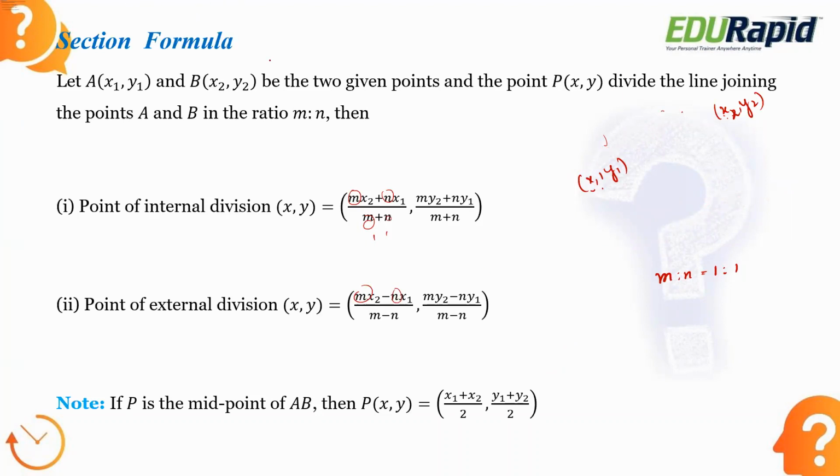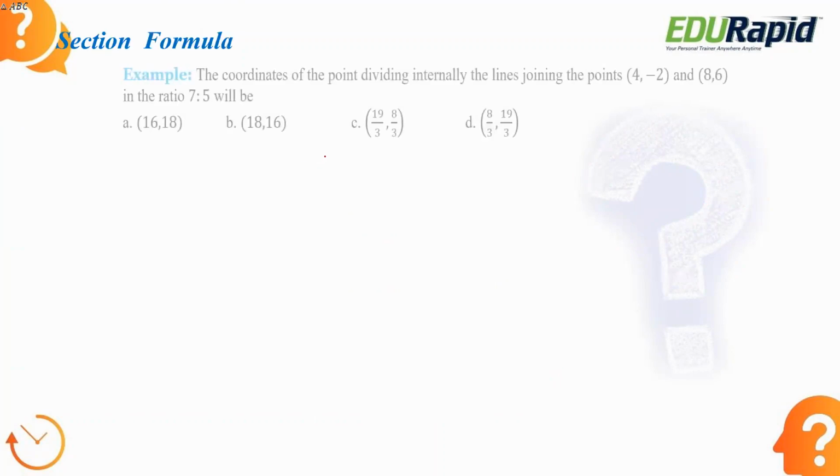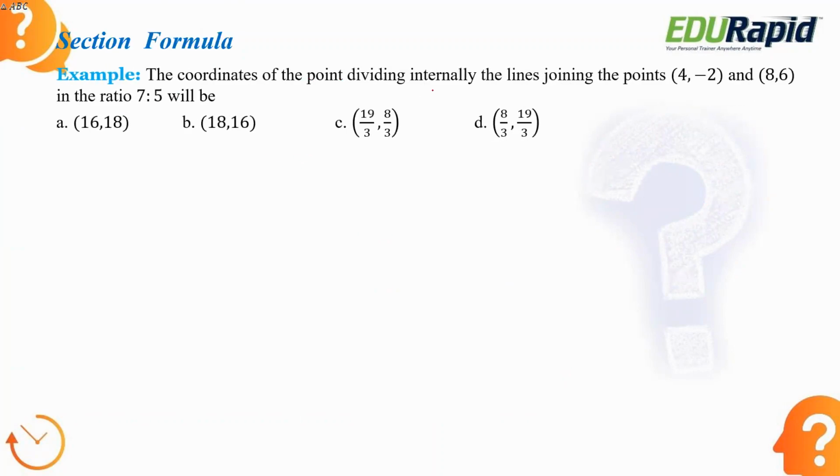Next, we have an example here. The coordinates of a point dividing internally the line joining the points. So you're given a line and they've told it's internal. Let us take the points A to be (4, -2) and B to be (8, 6), and this will be the point P of (x, y). And the ratio is 7 is to 5. You're supposed to find these coordinates x and y. How do we do that? Internal division formula has to be applied here.